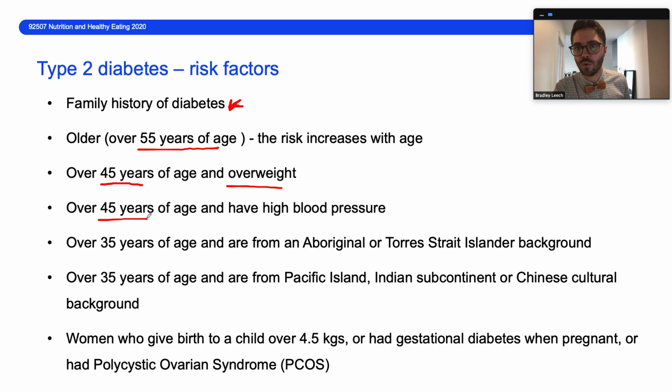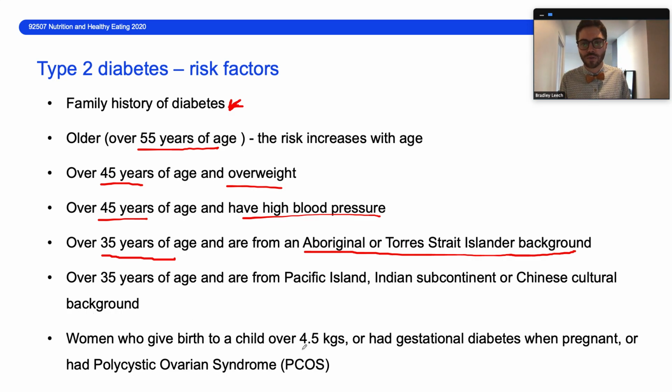Being over the age of 45 and having high blood pressure are also risk factors. But then look at this. Individuals who are over 35 years of age and who are of Aboriginal or Torres Strait Islander background have that risk factor for type 2 diabetes.